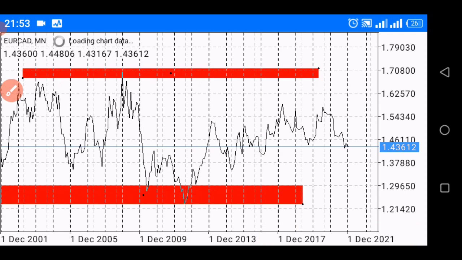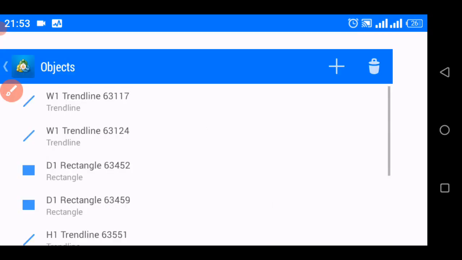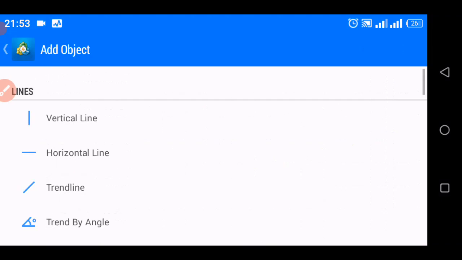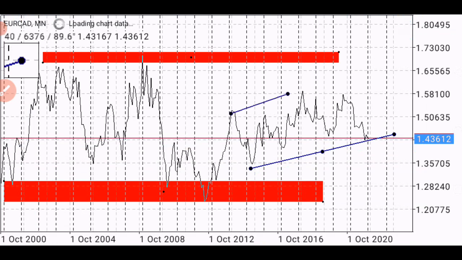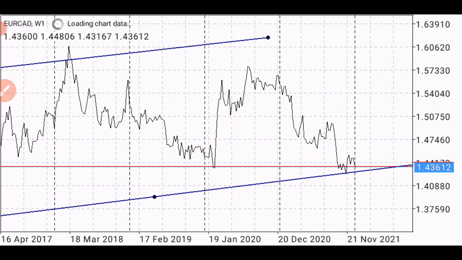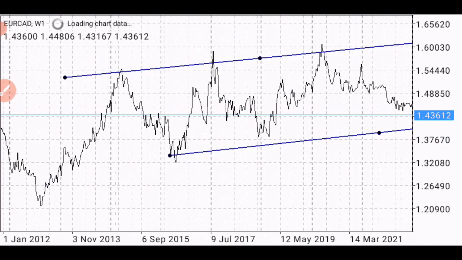But let us start combining all the information together. From the monthly chart, we start the analysis from the monthly charts. Now let's go to the weekly.